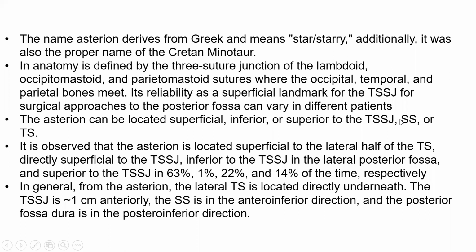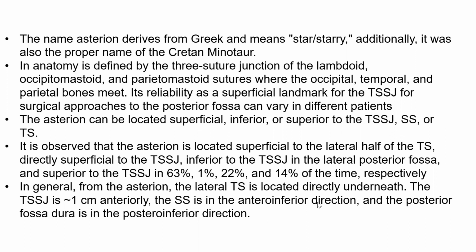The name asterion is from Greek and it means starry, and it is also the proper name of a lunar crater. In anatomy, it is defined by the three suture junction at the lambdoid, occipitomastoid, and parietomastoid sutures, where the occipital, temporal, and parietal bones meet. Its reliability as a superficial landmark for the transverse and sigmoid sinus for surgical approaches to the posterior fossa can vary in different patients. So it's important for us to have this idea of the variations that are present.